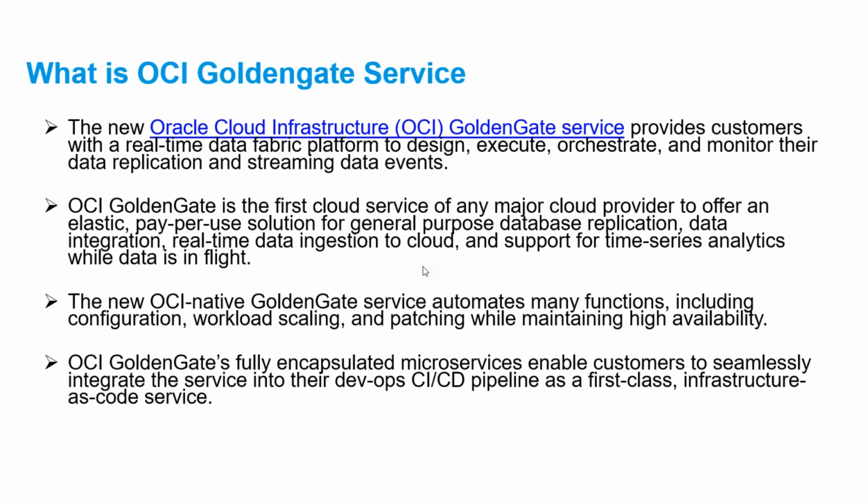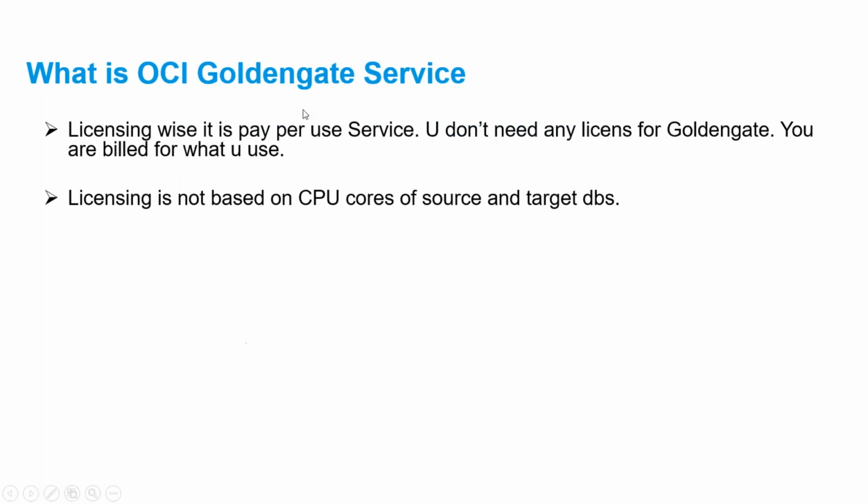So for the time being, if your service is down, you don't have to pay for this. The new OCI native Goldengate service automates many functions including configuration, workload scaling, and patching while maintaining high availability. OCI Goldengate fully encapsulated microservices enable customers to seamlessly integrate the service into their DevOps CI/CD pipeline as a first-class infrastructure as code service. So licensing wise, it is a pay-per-use service.